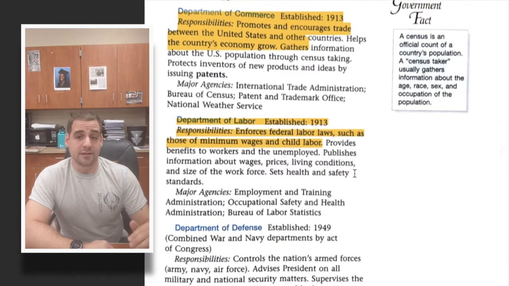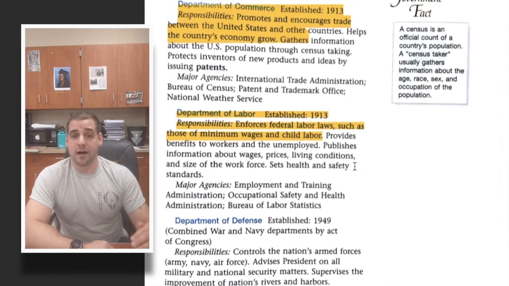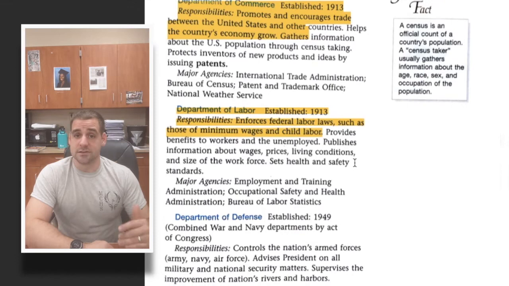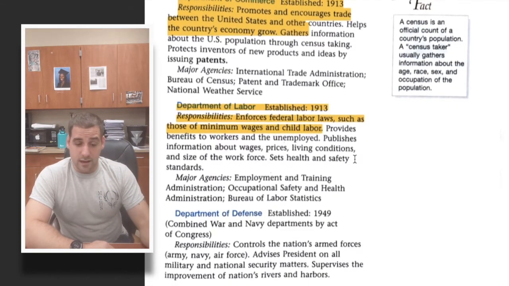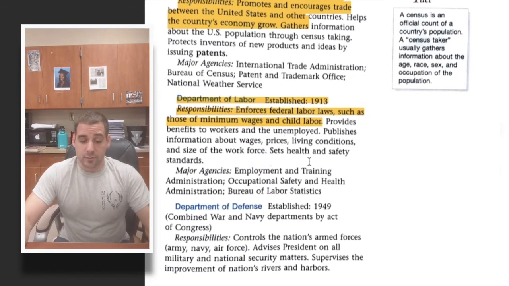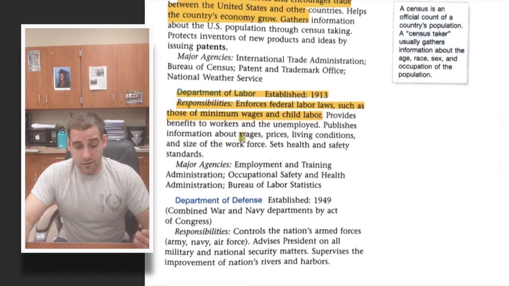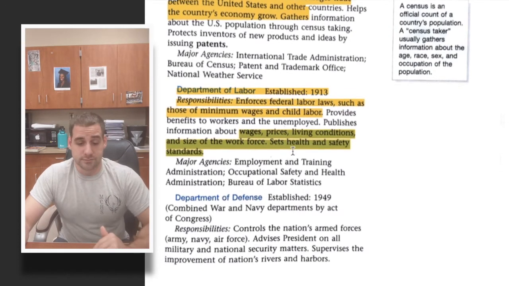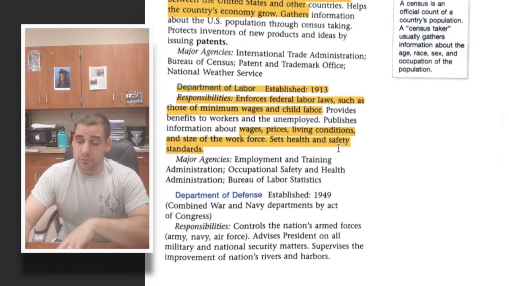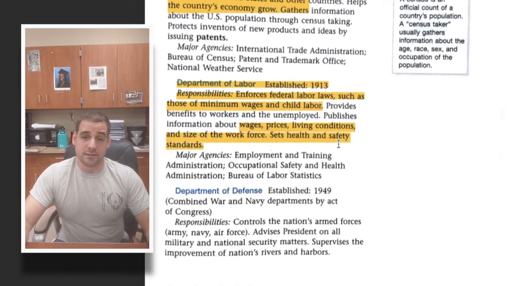They've also put limits on things like child labor, because a long time ago, it was not uncommon to have little kids less than 10 years old working in factories. And the Department of Labor shut those things down. Their job is to make sure that wages are fair, set prices on certain products, and make sure that work and safety conditions are upheld.